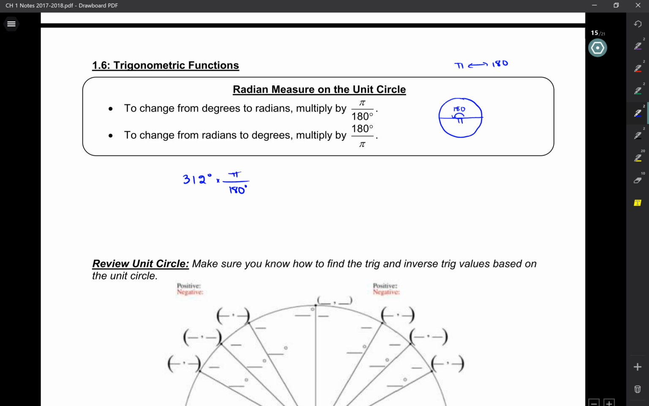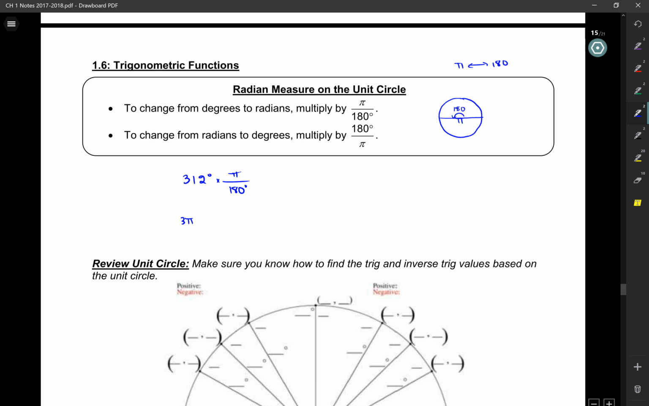Now, are you ever going to run into 312 degrees in calculus? Not really. Normally, we deal in calculus with the special angles, and even better, most of the time they're in the first quadrant, and sometimes they will be outside of the first quadrant, okay? But that's how you would convert.